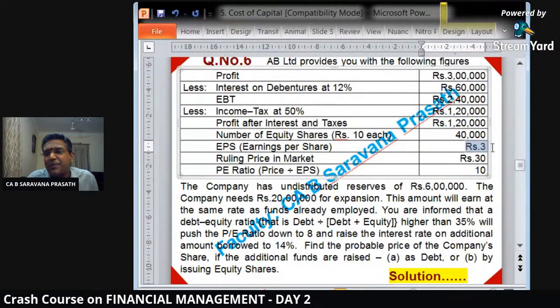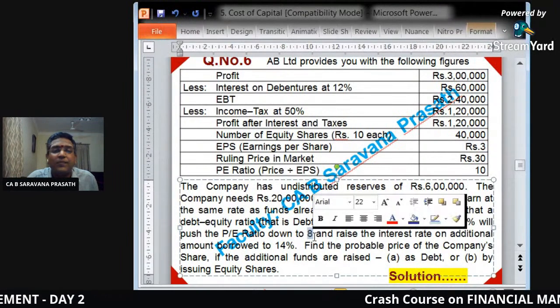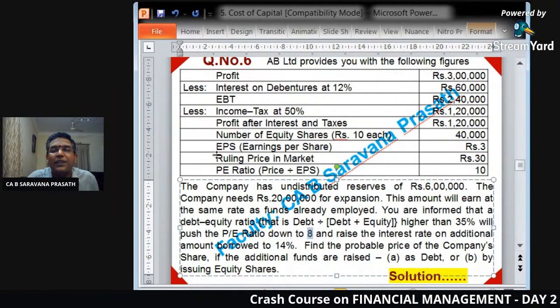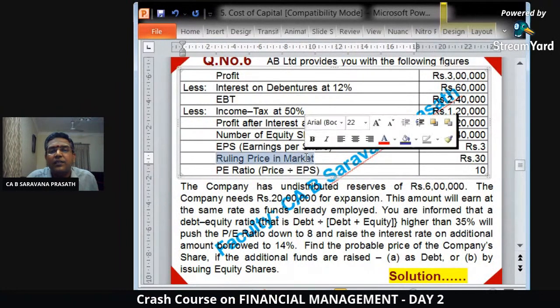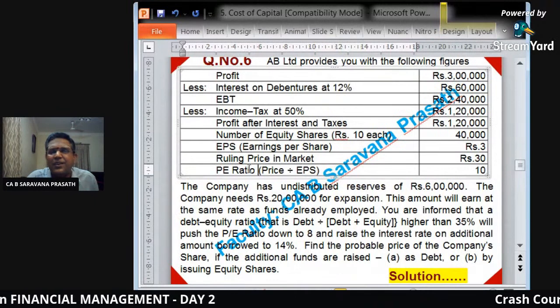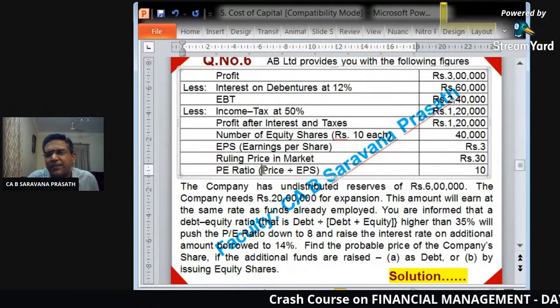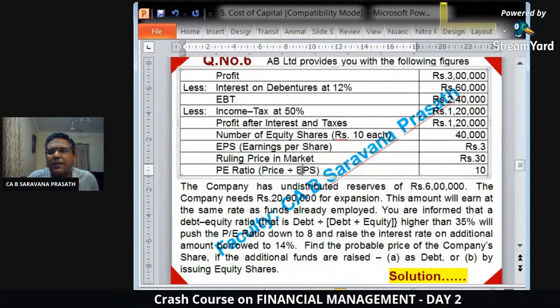Find out EPS multiplied by the P/E ratio. Multiplied by the P/E ratio, you will get the market price. Sir, why should I multiply by P/E ratio? That is the formula. P/E ratio is equivalent to price divided by EPS. Now I want price, so what do I do? I will multiply these two numbers.